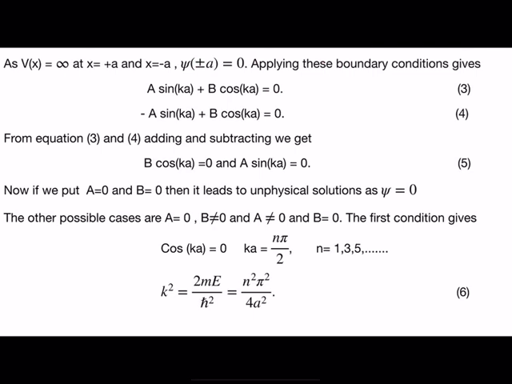So here, if you apply the boundary conditions, we have chosen the boundary conditions that at x is equal to plus a and minus a, psi is equal to 0, as I've told you. Applying these boundary conditions to equation 2, we get equation number 3 and equation number 4. Basically, you know that sine is an odd function and cos is an even function. That's why in equation 4 we have sin of minus theta is equal to minus sin theta, and cos of minus theta is equal to cos theta. So you come up with equation number 3 and equation number 4.